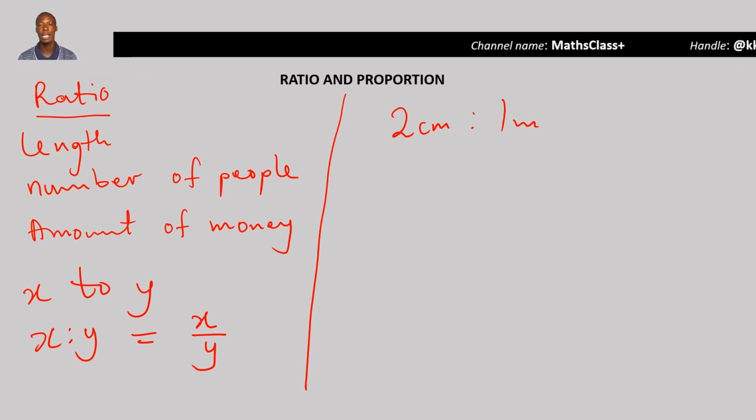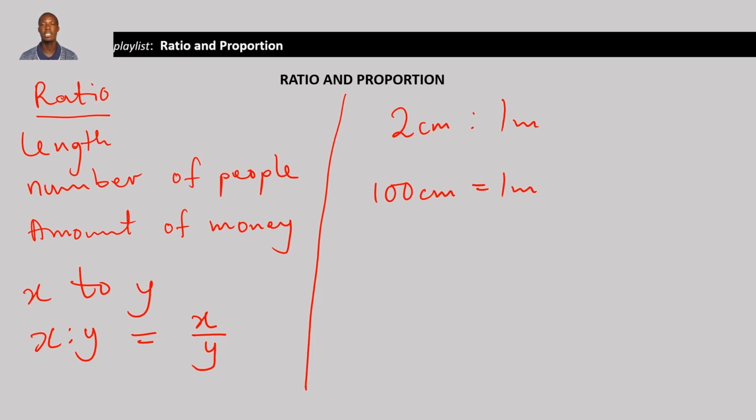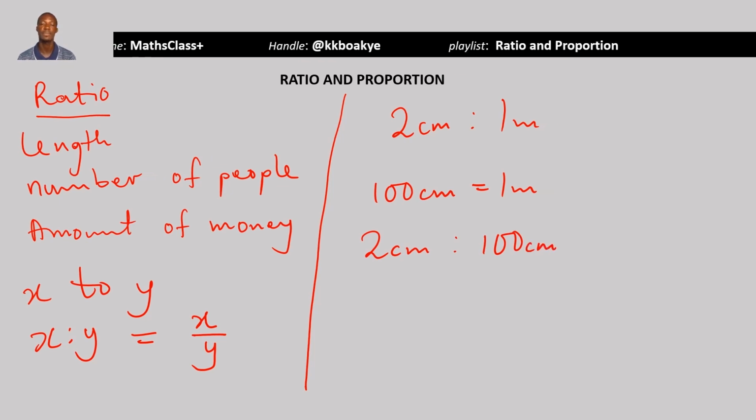Now let's remember that 100 centimeters is equal to 1 meter. And so in this example, we can write 2 centimeters. Let me convert the 1 meter that I already have. Since it's just 1, converting it simply means writing it as 100 centimeters. So 2 centimeters is to 100 centimeters. This is how it should be.